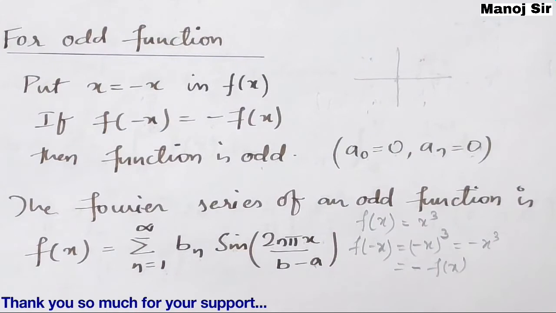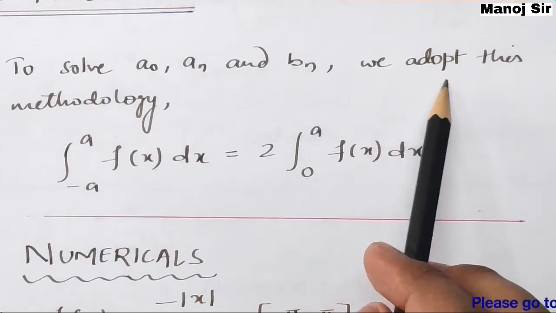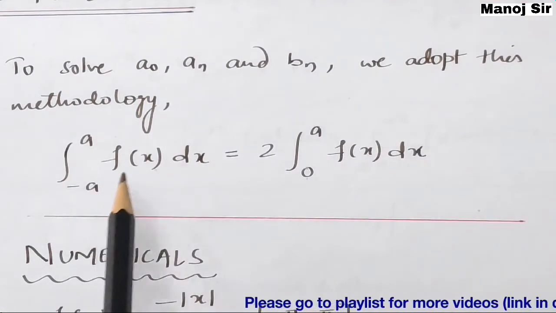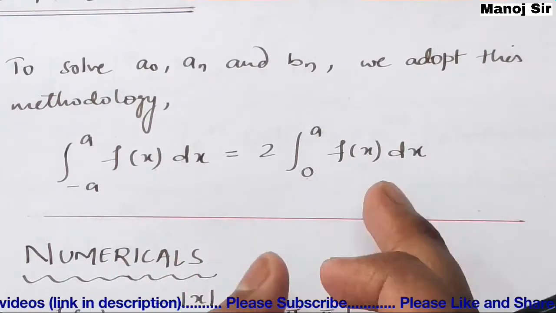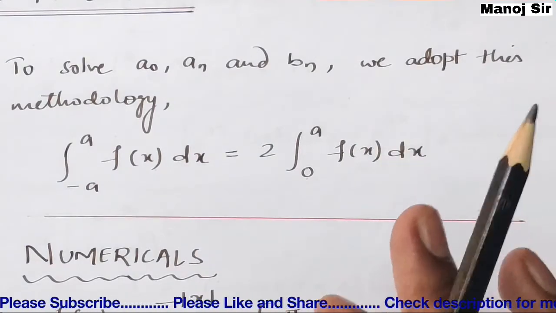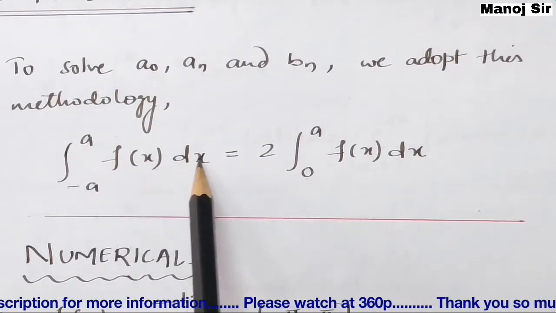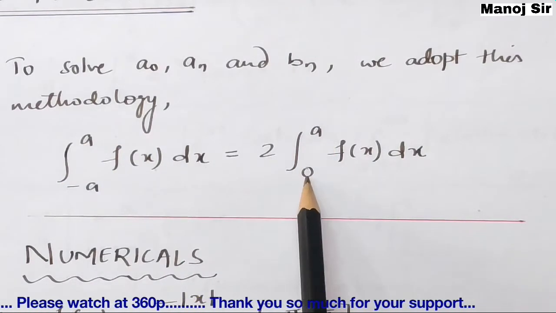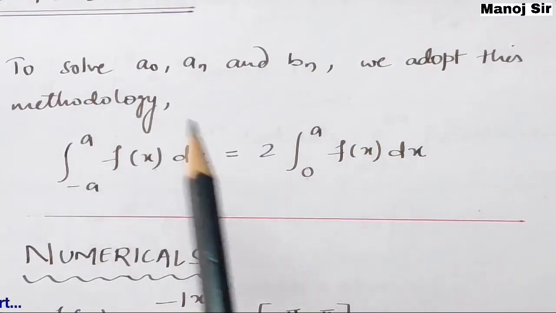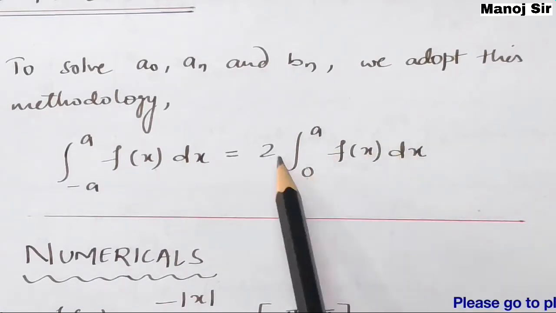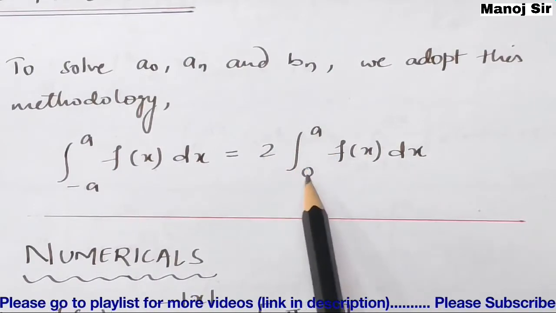Now simply move ahead. To solve a naught, an and bn, we will adopt this methodology. This is a very important point, and this is going to make your work lighter and easier. It will consume very little time. Integration from minus a to a of f of x dx can be written as 2 into integration 0 to a of f of x dx. I am repeating this once again: if the limit is from minus a to a, simply write 0 to a and multiply that integration by 2. Integration minus a to plus a f of x dx will become twice of integration 0 to a f of x dx.